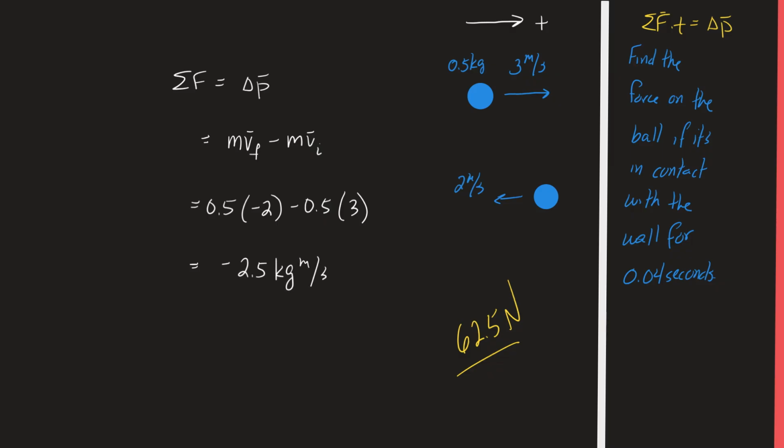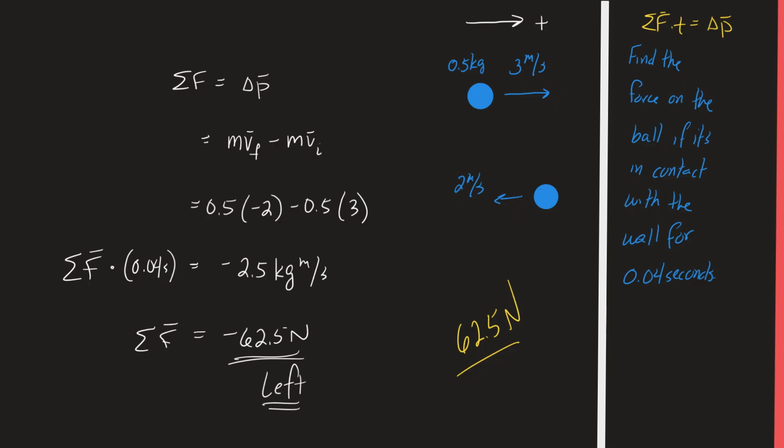But that's not what I asked you. This is the impulse. I asked you for the force on the ball from the wall. Well, that's going to be net force times time, which in the problem you're told is 0.04 seconds. That's it. So you just solve this for net force, and net force equals negative 62.5 newtons, meaning to the left. The ball experiences a force to the left.